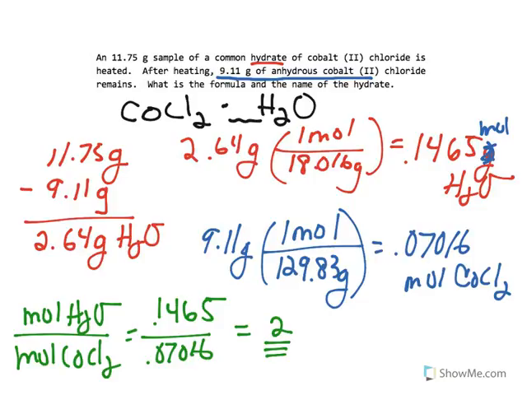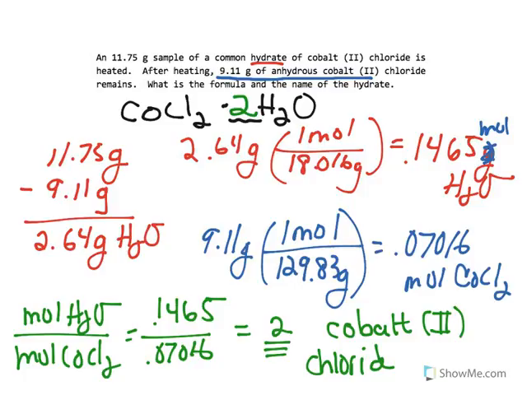and I get the whole number 2, and that means that the number of water molecules for every mole of cobalt 2 chloride is 2. And the formula of my hydrate is CoCl2·2H2O, or cobalt 2 chloride di, the prefix di meaning 2, hydrate.